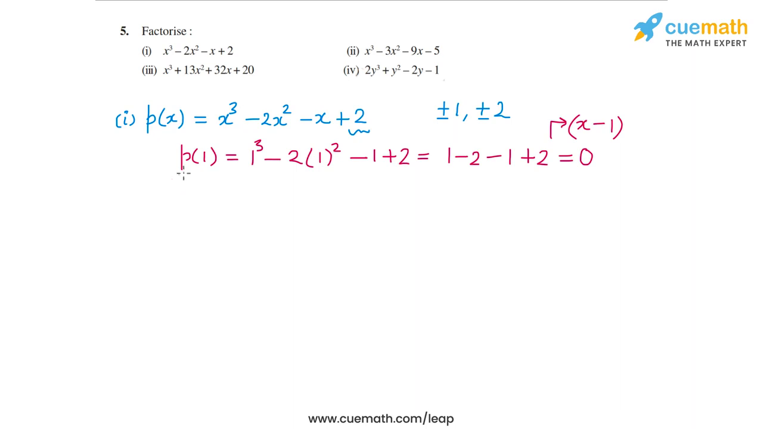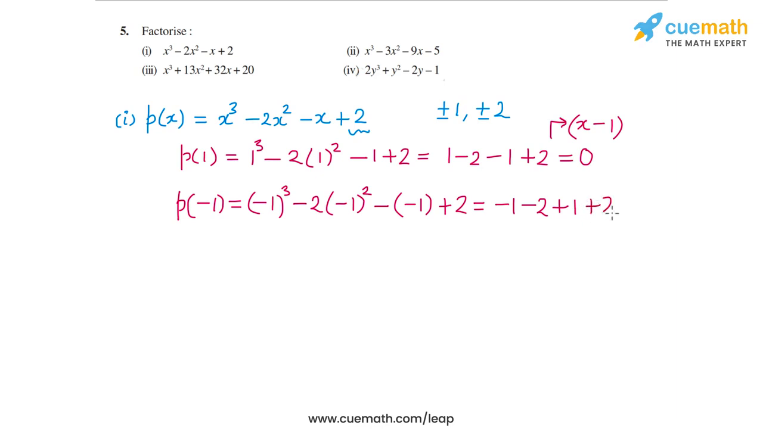Now let's try and substitute other values and see if we can find out more factors of p(x) as well. So let's try p of minus 1. p of minus 1 will be minus 1 cube minus 2 times minus 1 square minus of minus 1 plus 2. So what will this be? This will be minus 1 minus 2 plus 1 plus 2. So I'm just calculating the terms that we wrote. So this is again equal to 0, which means that x plus 1 is also a factor of p(x).